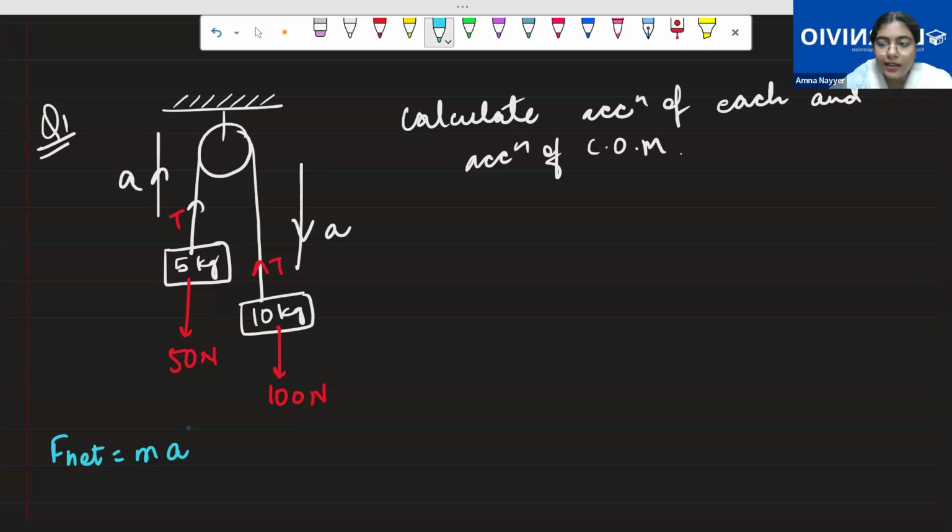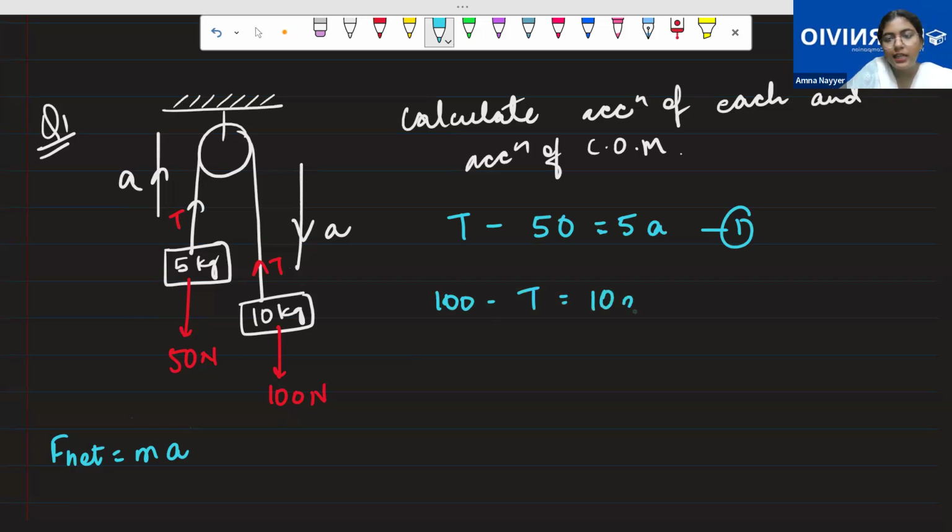And how do we decide that? We decide it by seeing which has the direction of acceleration. Here, acceleration is directed upwards, so tension will be positive. So the first equation will be T minus 50 is equal to 5a. Here also it could either be T minus 100 or 100 minus T, but the direction of acceleration is taken positive, so 100 minus T is equal to 10a. That's the second equation. Let's add that.